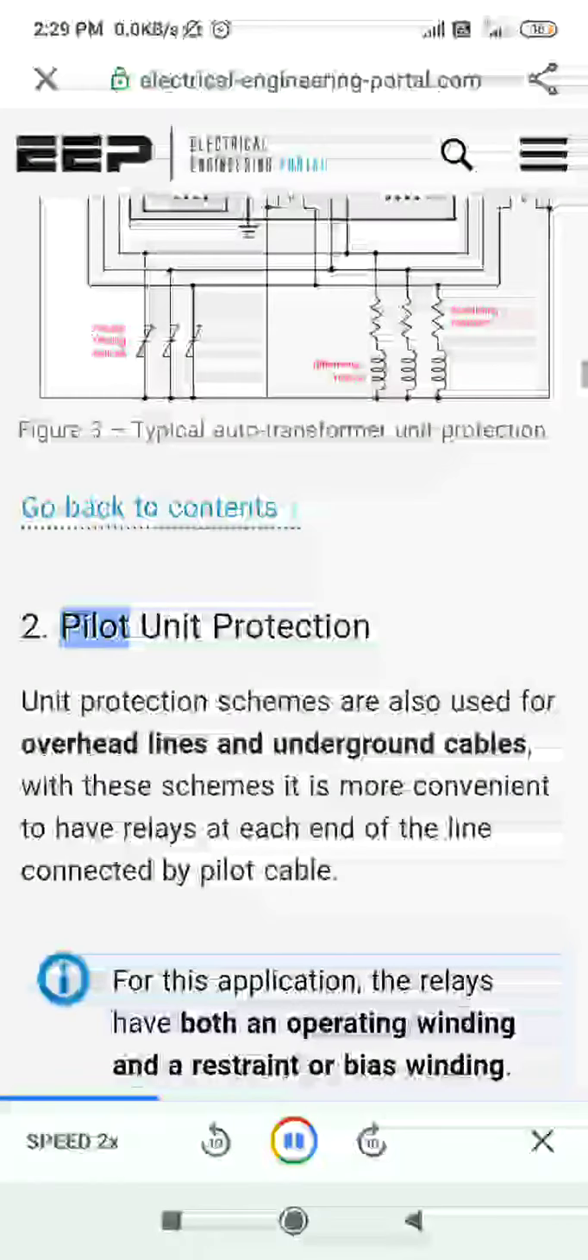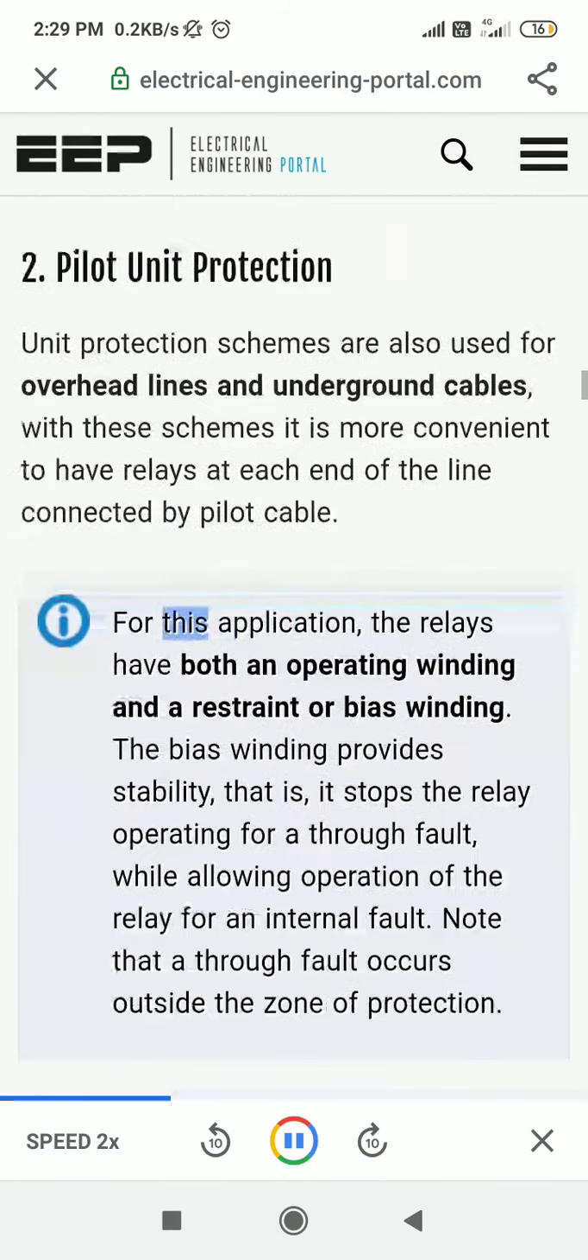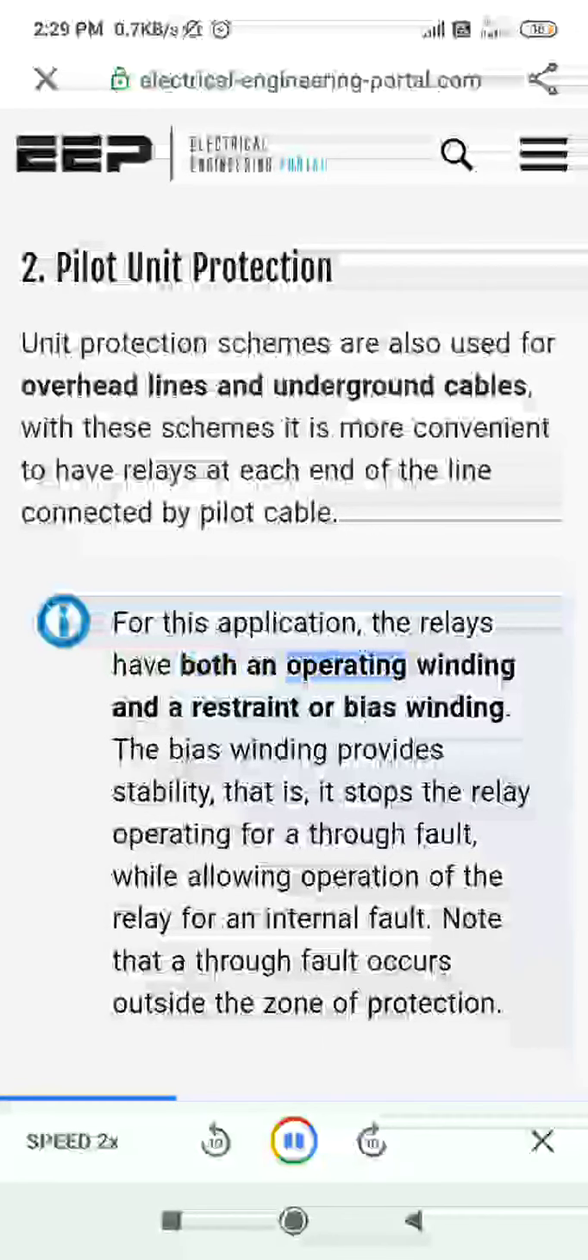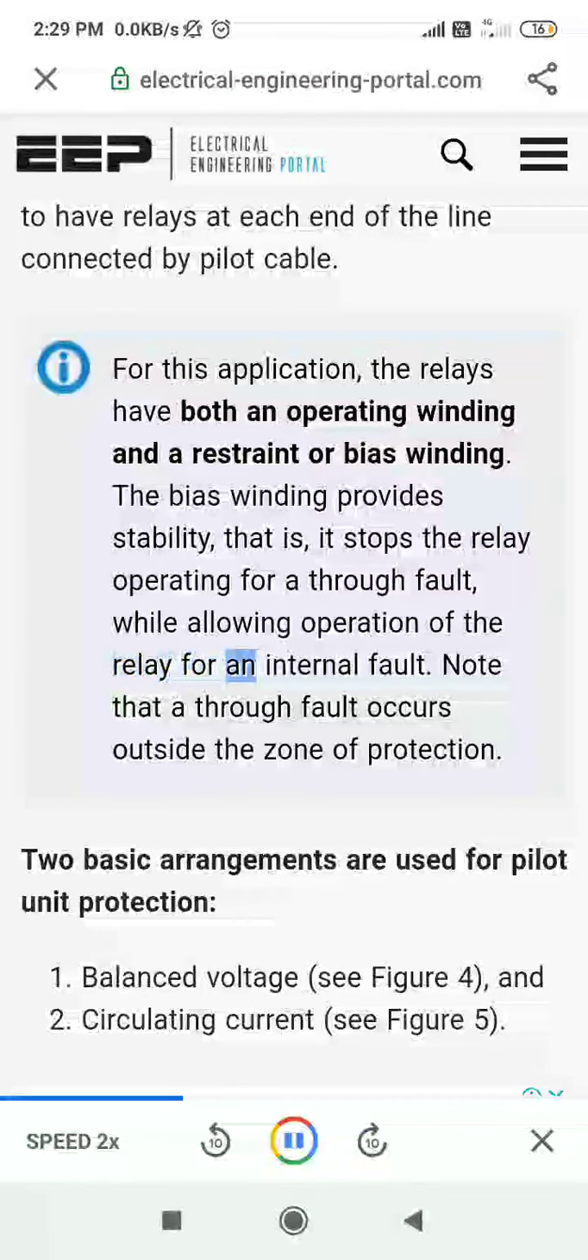2. Pilot unit protection. Unit protection schemes are also used for overhead lines and underground cables. With these schemes, it is more convenient to have relays at each end of the line connected by pilot cable. For this application, the relays have both an operating winding and a restraint or bias winding. The bias winding provides stability, that is, it stops the relay operating for a through fault, while allowing operation of the relay for an internal fault. Note that a through fault occurs outside the zone of protection.